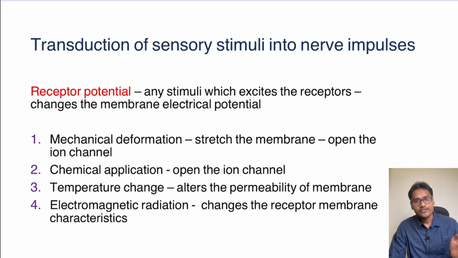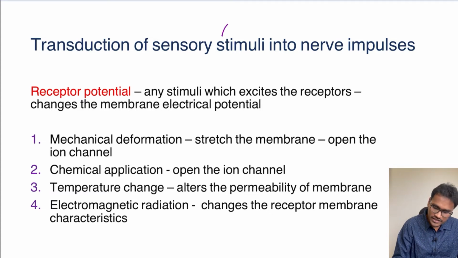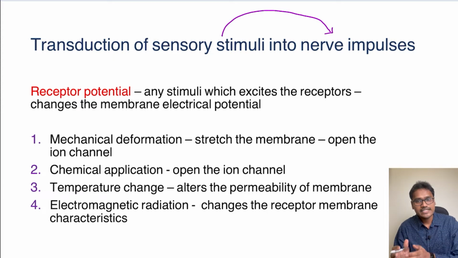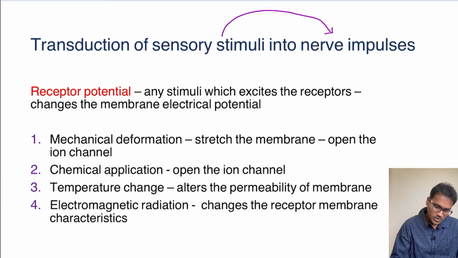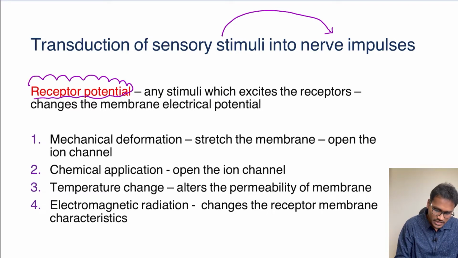First thing is, for all impulses, there should be something called transduction. What is transduction? Transduction is the conversion of one particular impulse into another impulse. Here we are converting the sensory stimulus into a nervous impulse. Only when it is converted into a nervous impulse can it be sensed by the brain. It is activated with the help of a potential called the receptor potential.